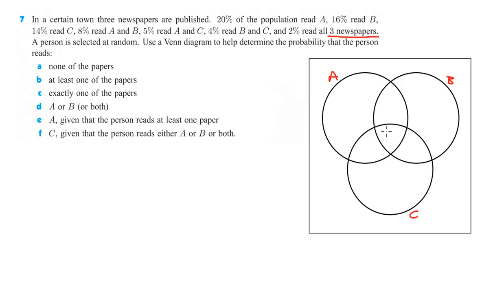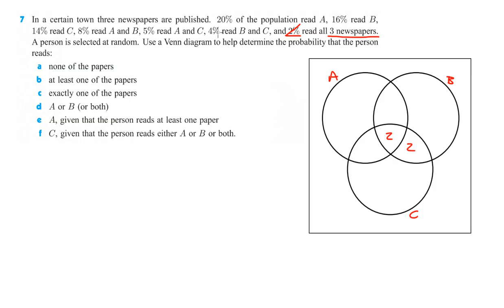Same thing with a triple. We want to fill in this middle space here if we can find it, and that's usually going to be at the end. So here it is. 2% read all 3 newspapers. So there's 2% right here. And then, let's see, 4% read B and C. So these 2 regions together here have to add up to 4. So since we already have 2 here, that's going to be another 2 here.